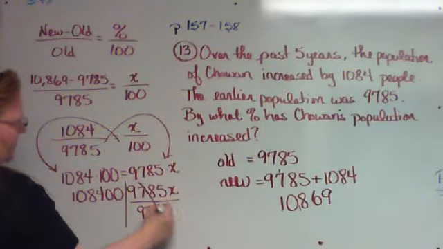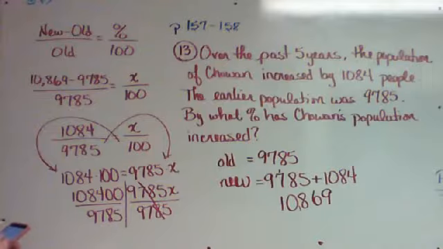Now I gotta grab a calculator. 10,8400 divided by 9785 is 11.078180, so forth and so on. So that is 11% increase. You can't see what I just wrote, so I'm going to have to write it again over here. That is 11% increase.